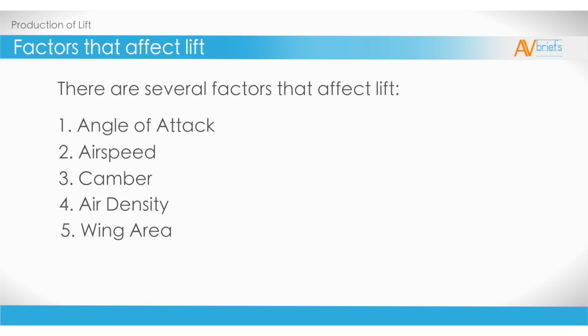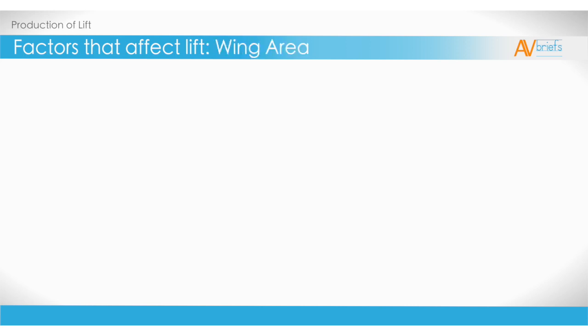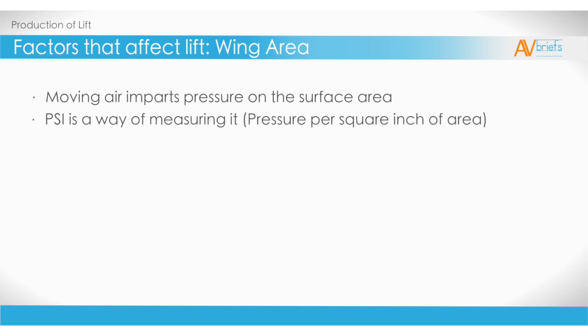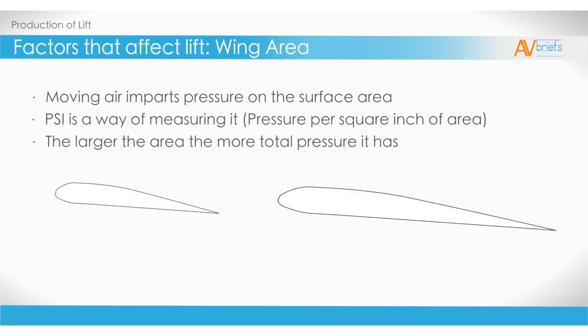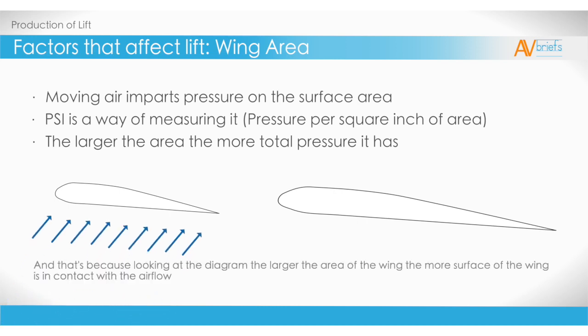On the other hand, a glider has a long wing which has a fairly high wing area. This helps it to create as much lift as possible without being able to use an engine. To look at this further, moving air imparts pressure on the surface area of a wing. PSI, or pounds per square inch, is a way of measuring that pressure. The larger the area, the more total pressure the area has. And that's because, looking at the diagram, the larger the area of the wing, the more surface of the wing is in contact with the airflow.